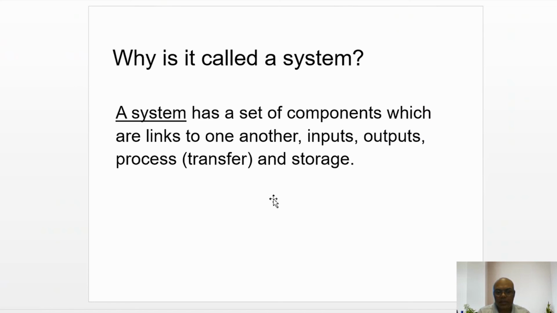So this hydrological cycle is also called a system. So what is a system? A system has a set of components which are linked to one another through input, output, and storage. In a system which has different subcomponents that are interconnected, all these subcomponents work towards a common goal or common principle. Therefore, they act like a whole, and it is called a system.